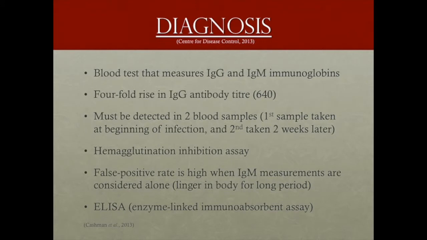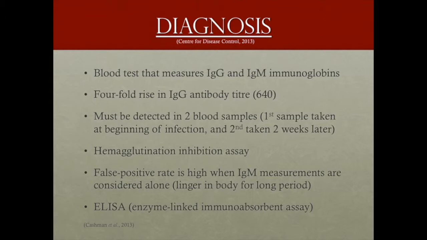The BFV infection is diagnosed by a blood test that measures 2 classes of antibodies, IgG and IgM immunoglobulins. Diagnosis can only be considered conclusive if there is a 4-fold rise in the IgG antibodies. This must be detected in at least 2 blood samples taken 2 weeks apart from each other, with the first one from the beginning of the infection. This is determined by performing a serial dilution of sera using a hemagglutination inhibition assay.